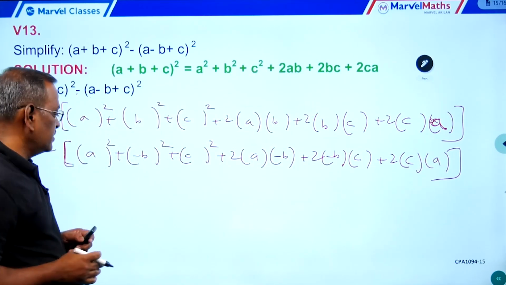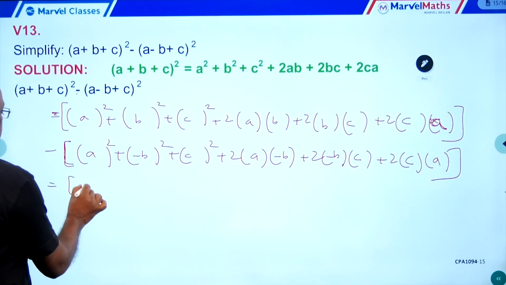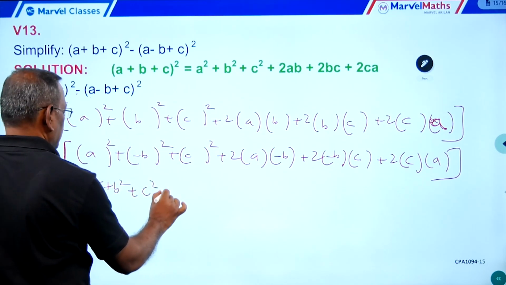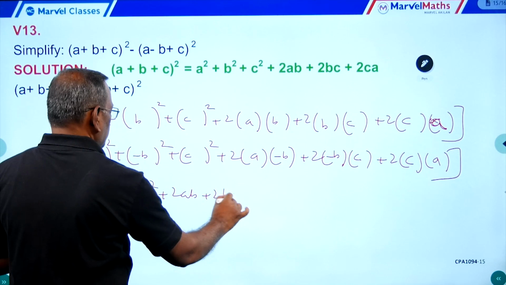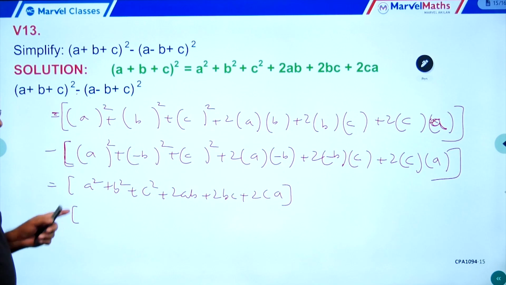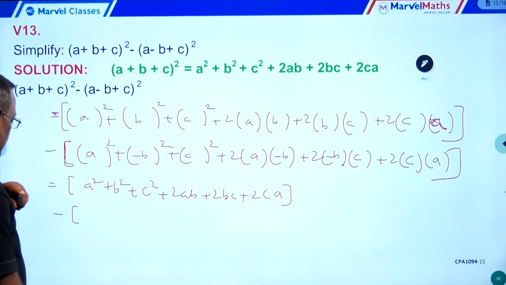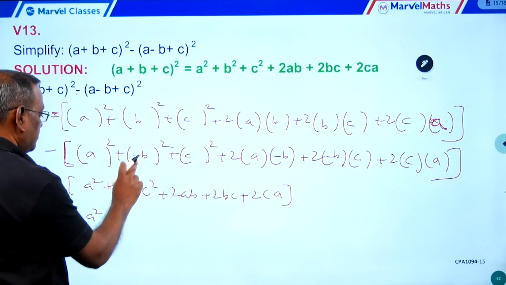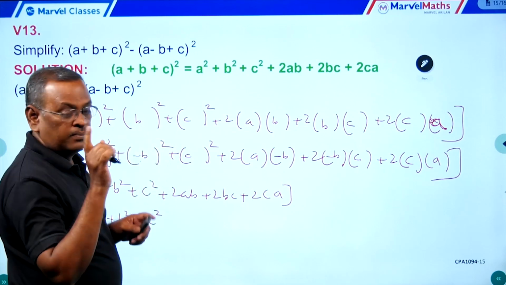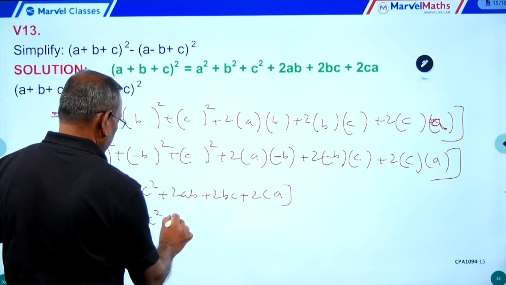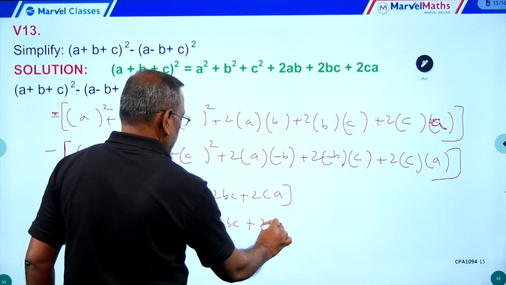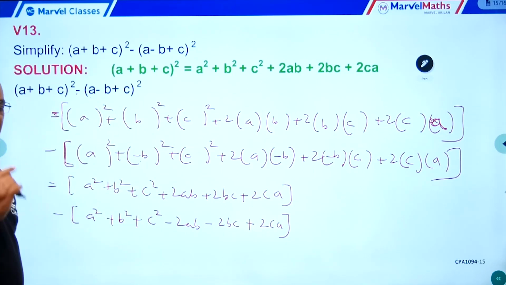Okay, now simplify term by term. So what is the first term? First line, a square plus b square plus c square plus 2ab, 2bc, 2ca. Minus, what is the simplest form of the second term? Second term is a square, plus minus b the whole square is b square, plus c square. Now very important, focus more on this: minus 2ab, minus 2bc plus 2ca.